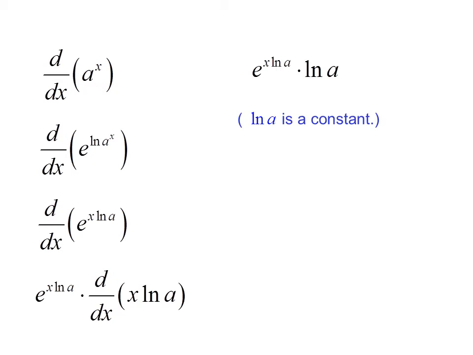However, we recognize e to the x ln a because we've seen it before right here. We had e to the x ln a. E to the x ln a is the same as a to the x. So we rewrite this as a to the x ln a.